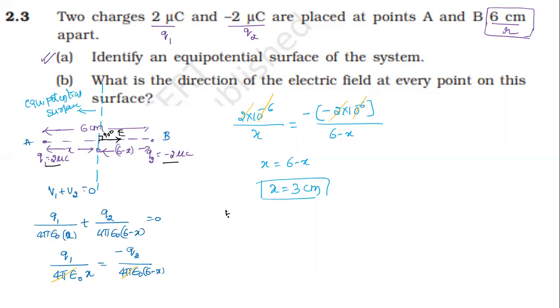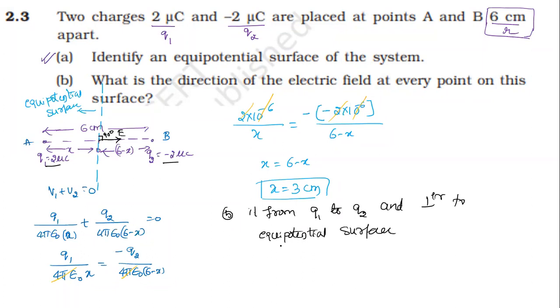So the B part is from Q1 to Q2 and perpendicular to the equipotential surface. That is the B part of the question. Is it clear to all of you, students? Yes, let's move on to the next question now.